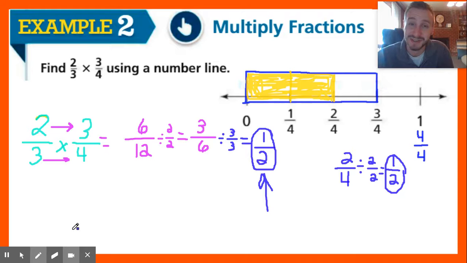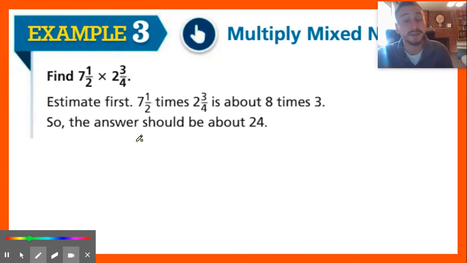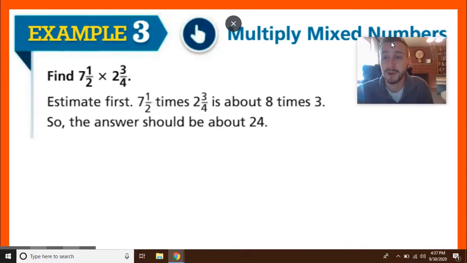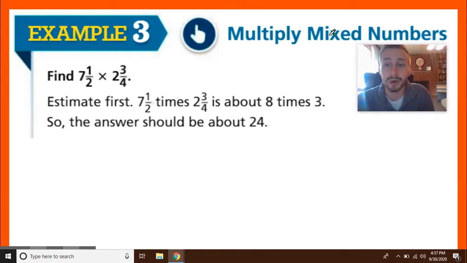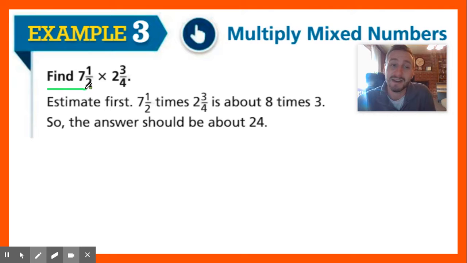Okay, let's try another example. All right, so this one's going to be a little bit more tricky, okay? And the reason being is we're working with mixed numbers. And what a mixed number is where you have a whole number, like 1, 2, 3, 4, 5, and a fraction attached to it. That's why it's called a mixed number, because it's a mixture of different numbers, right? So we want to figure out what is 7 1/2 times 2 3/4.